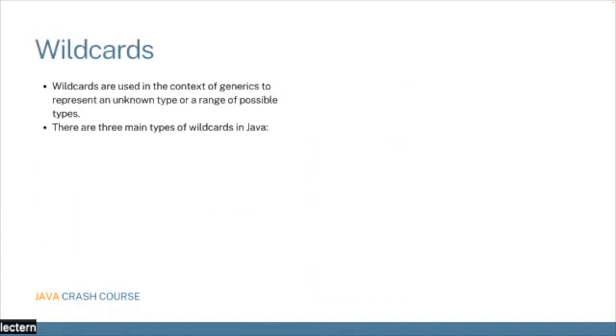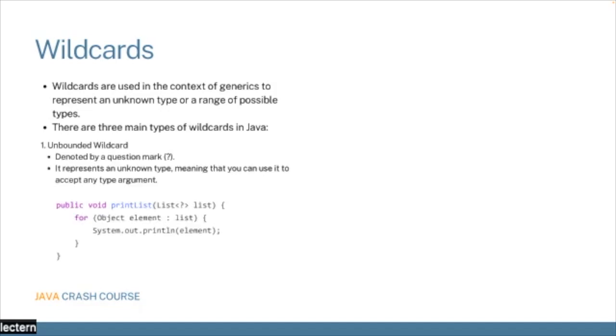Next we have wildcards. These are used with generics to represent an unknown type, a range of possible types. There are basically 3 wildcards we should be concerned with. The first one is the unbounded wildcard, which represents an unknown type, so you can use it to accept any argument. For example, I have a print list method that takes in any list, and the list can be of any type. It will always print all the elements in the list.